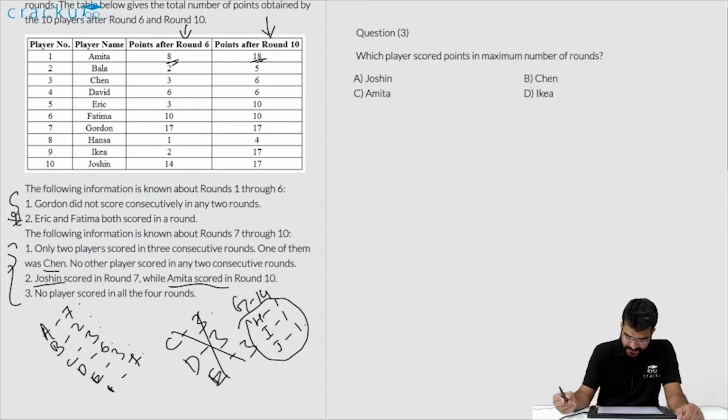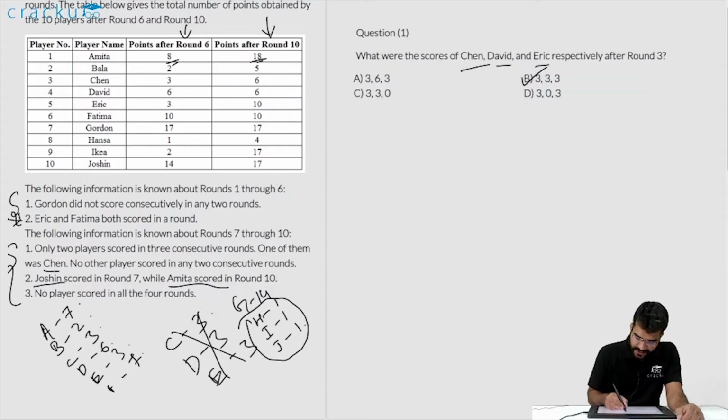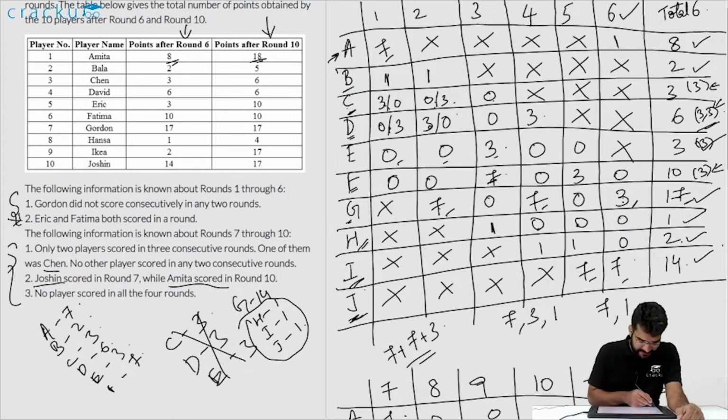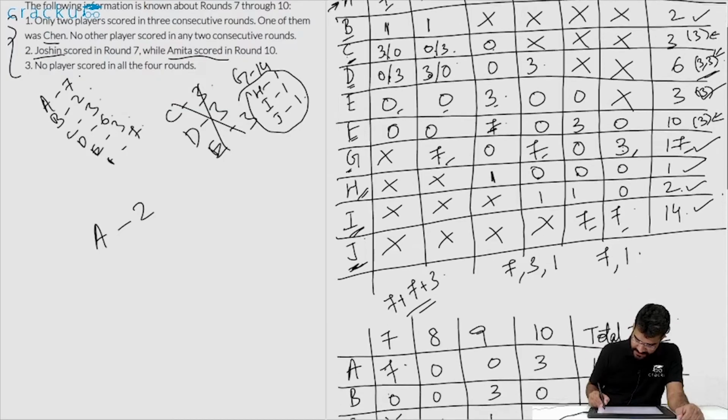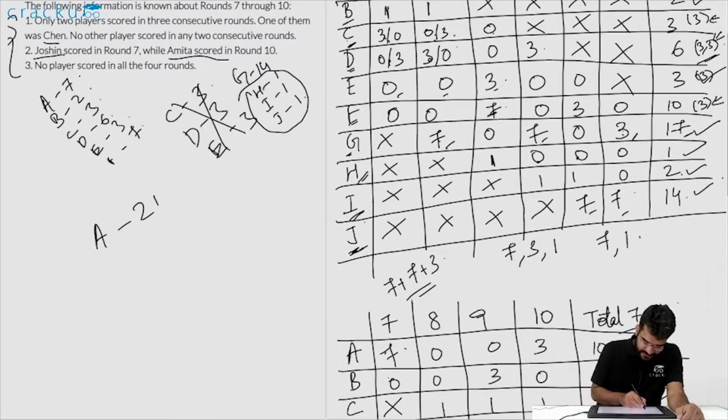Now let us look at the next question. Which player scored points in the maximum number of rounds? So we have to figure out the player who has scored something in the maximum number of rounds. It is not asked whether he has scored 7 or 3 or 1. So if you look at it, again we can identify that A has scored twice in the first 6 rounds and twice in the next 4 rounds. So he has scored in a total of 4 rounds.